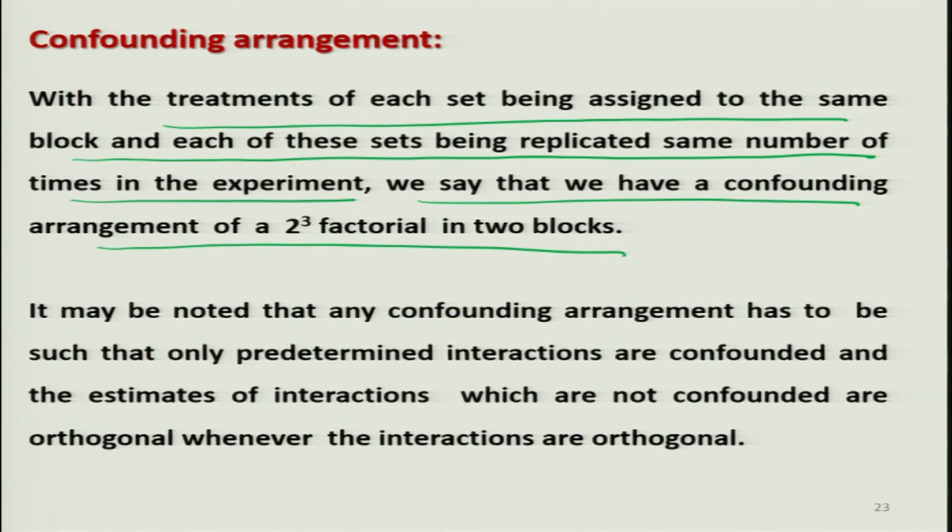Now, one thing you have to see here is that the effect that you are going to confound is not going to be estimable. So, the first question comes here: you have to take a call on which of the effects you want to confound in the given factorial experiment.